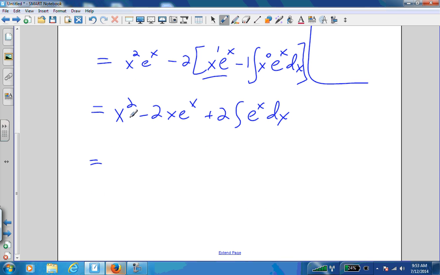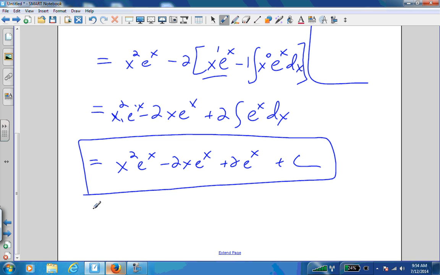So let's see, I left an e to the x out here. So we have x squared e to the x minus 2x e to the x. That times that, so plus 2 times the integral of e to the x, and the integral of e to the x is just e to the x, and then we have a plus c at the end because it's an indefinite integral. So there we go.